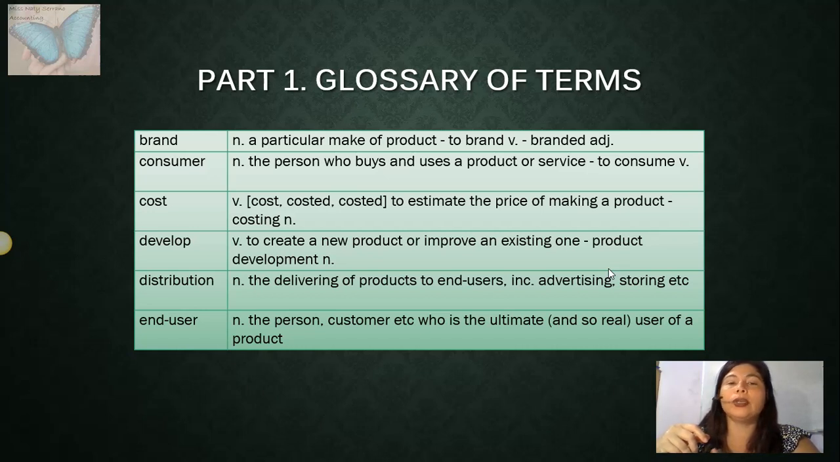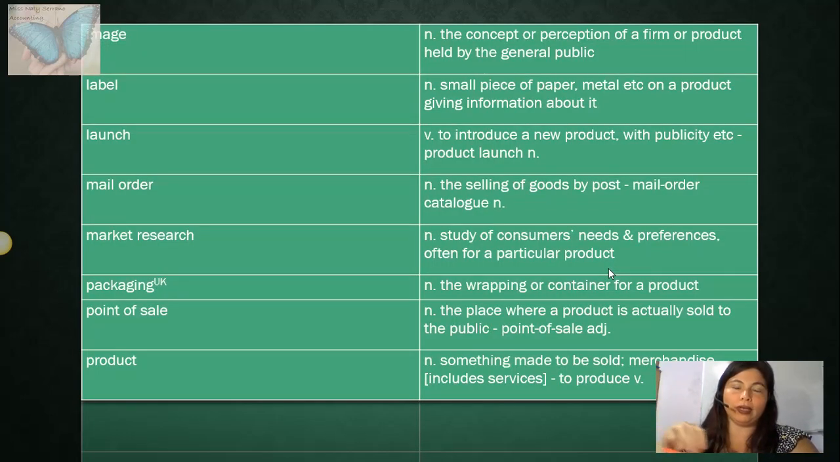Consumer is the person who buys and uses a product or service. The cost is the estimate of the price of making the product itself. Develop is to create a new product or improve an existing one. The distribution is the delivering of products to end user. And by end user, we mean the person who is the ultimate user of the product, the real user of the product. Then we have the image.